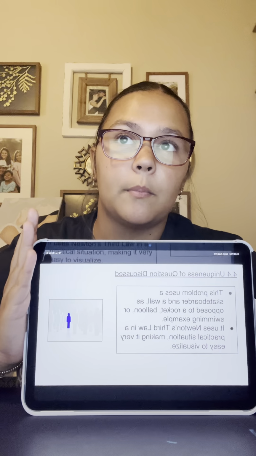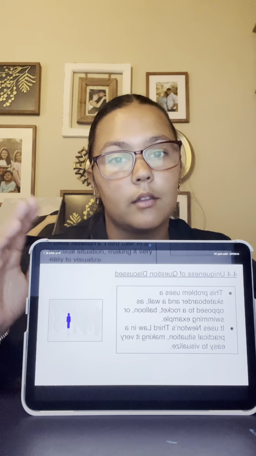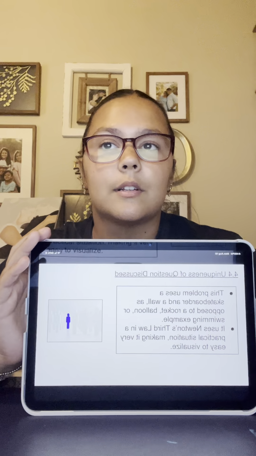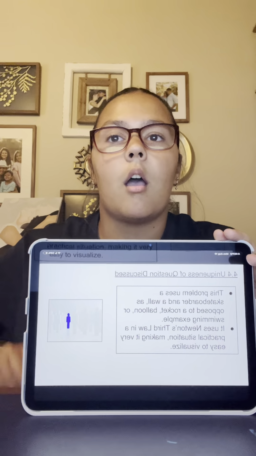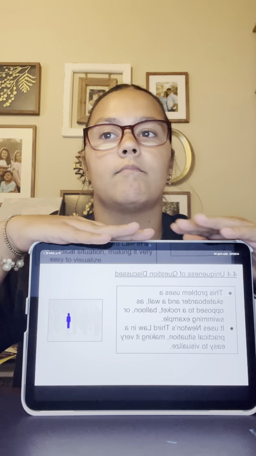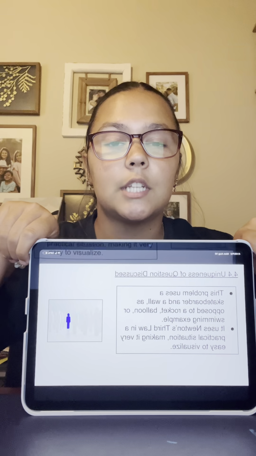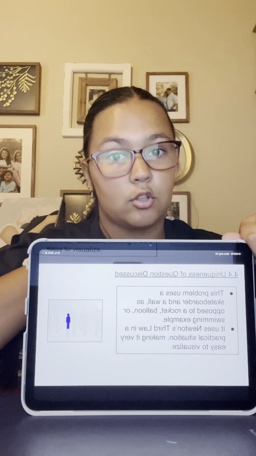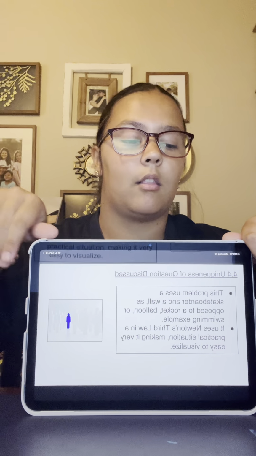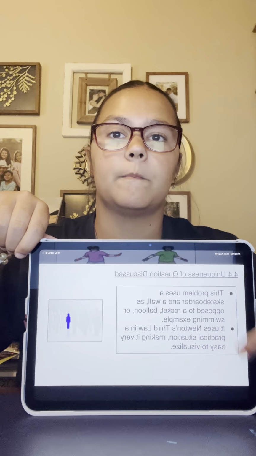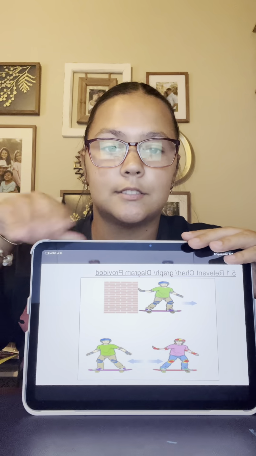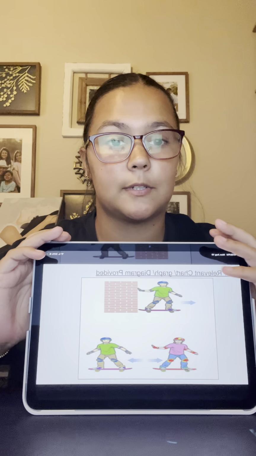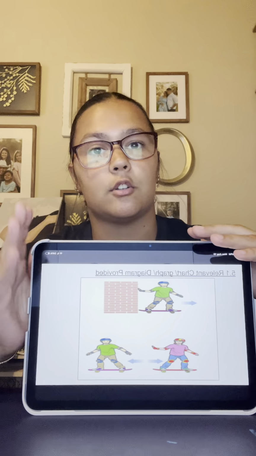The uniqueness is that the problem uses a skateboarder on a wall as opposed to a rocket or a balloon or a swimming example, which a lot of the ones where I was trying to find inspiration had. It uses Newton's third law in a practical situation, making it really easy to visualize. I was able to draw it out and everything, so it made it a lot easier to figure it out. I had something make a picture for me because my artwork was not very pretty, but this is the relevant chart or diagram.